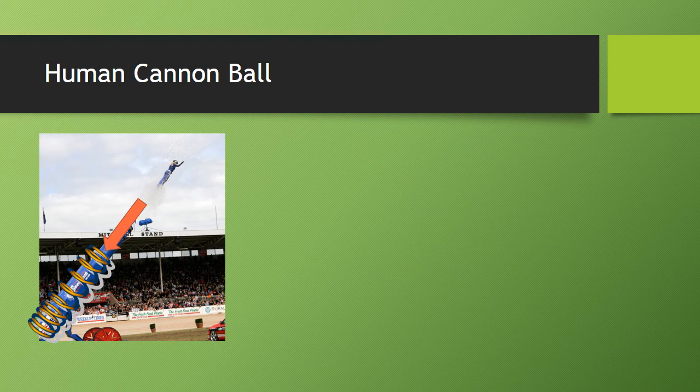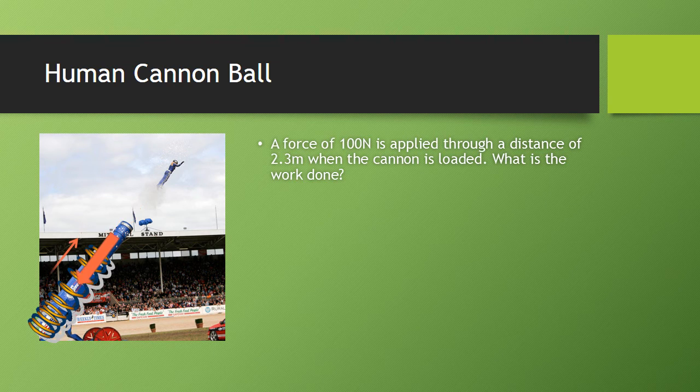So let's go back to our human cannonball. And let's say that we're loading it up. If we apply a force of 100 newtons through a distance of 2.3 meters when the cannon is loaded, what is the work that's been done? Well, we simply take our equation, that the work is equal to the force multiplied by the distance. In this case, 100 multiplied by 2.3 meters gives us 230 joules.